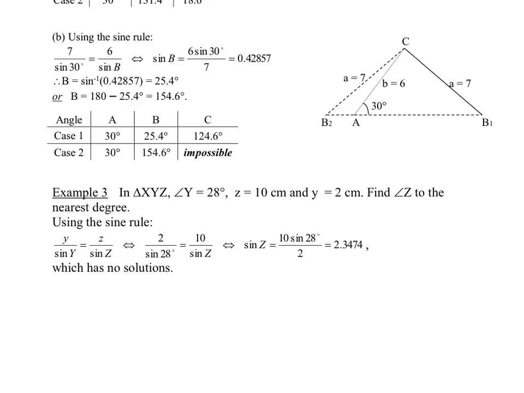2.3474. Now, if you try to solve that on your calculator, there are no solutions to that. There's nothing you can do. You can't do the inverse sine of 2.3474 and get a solution. So this is information that you can't make a triangle out of. It's impossible.